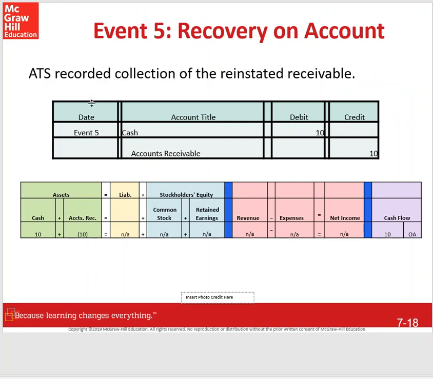So then we can collect. The collection part is simple. We debit cash and credit accounts receivable. So cash is going up by $10, accounts receivable going down by $10. Again, just an asset exchange. And now we actually have some cash flow, $10 operating activities.